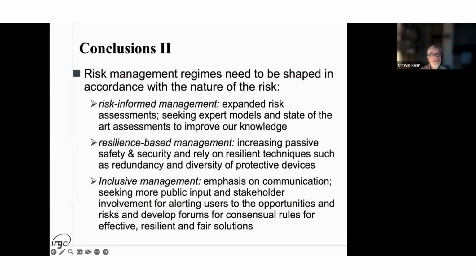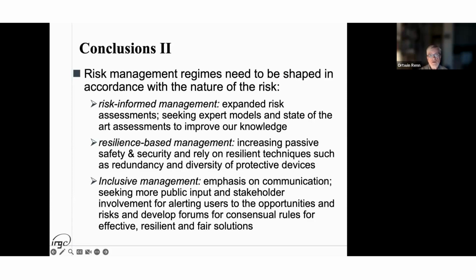And then conclusion number two, we have three major management styles: the risk-informed management style, where we have expanded risk assessments, including more complex structures, seeking expert models, and state-of-the-art assessments to improve our knowledge about the causal relationships within the risk field. Resilience or precaution-based management means increasing passive safety and security, relying on resilient technologies such as redundancies and diversity or other protective devices to increase the resilience of a system, because we're not quite sure how bad or how good it is.